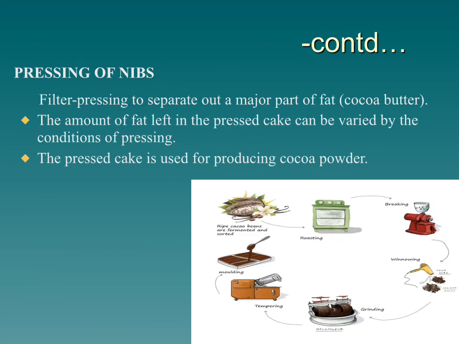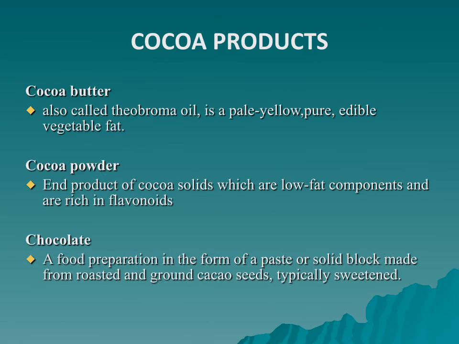Pressing of nibs: filter pressing to separate out a major part of the fat, that is cocoa butter. The amount of fat left in the pressed cake can be varied by the condition of pressing. The pressed cake is used for producing cocoa powder. Once the cocoa processing steps are completed, we will get the end products, cocoa butter and cocoa powder.